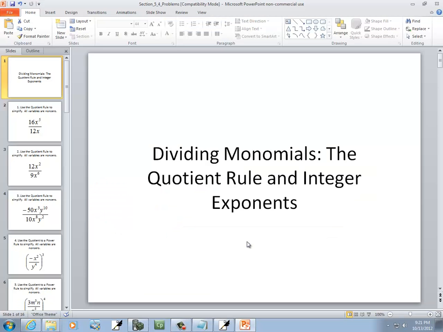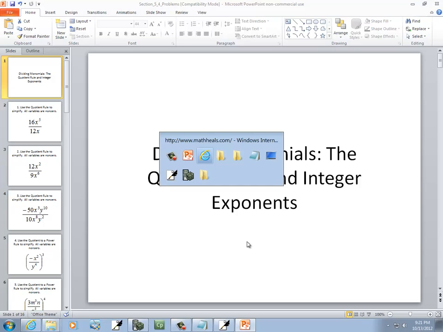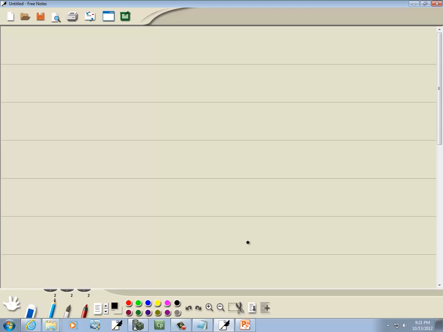Let's take a look at dividing monomials, the quotient rule, and integer exponents. Now this covers some new properties, so let's review some of our old ones, and we'll build upon them.